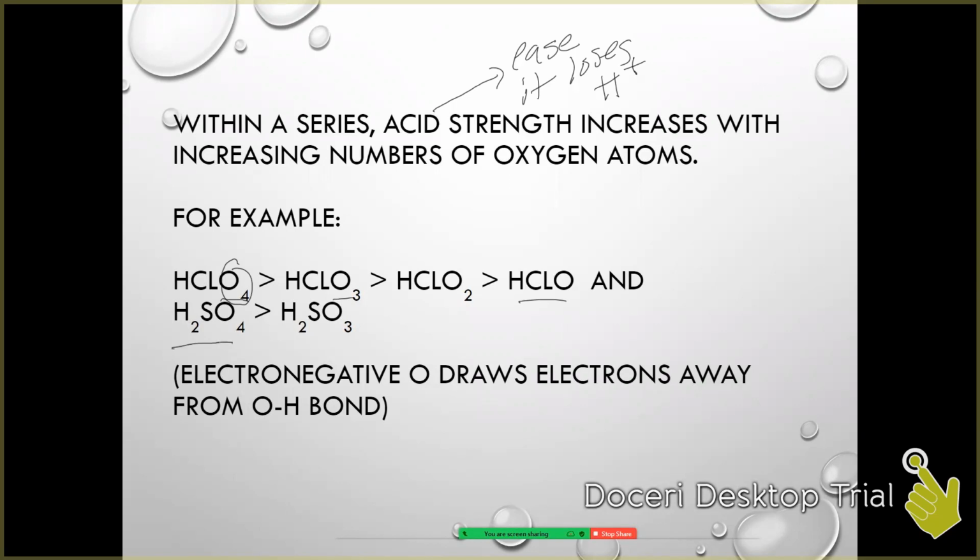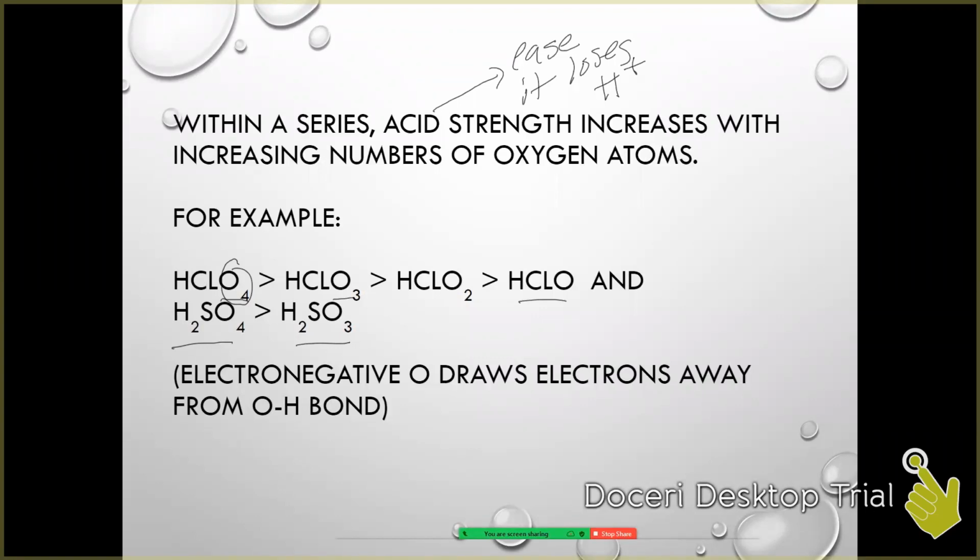And here, same thing, we have sulfuric and sulfurous. Sulfuric is going to be stronger than sulfurous because it has those 4 oxygens. Once again, that's going to pull the hydrogen away more, and they're going to be easier to dissociate.